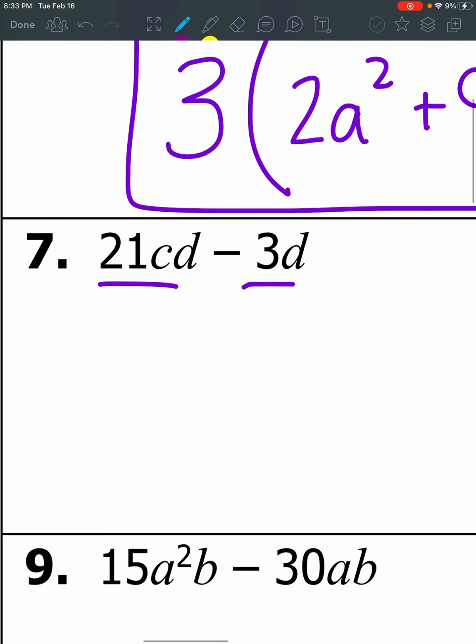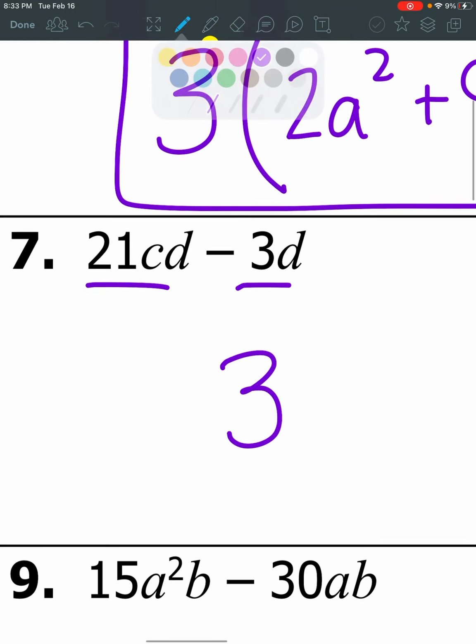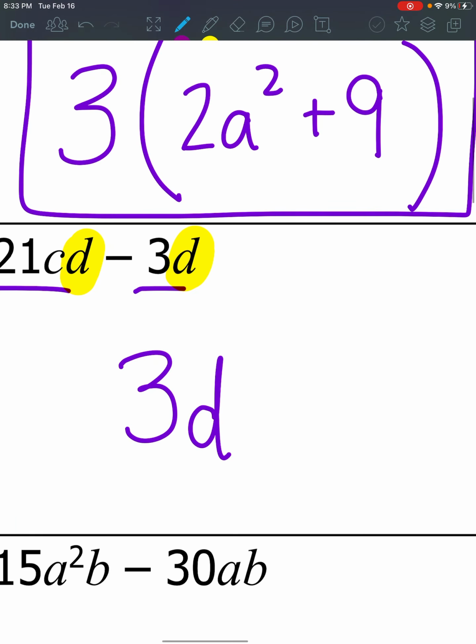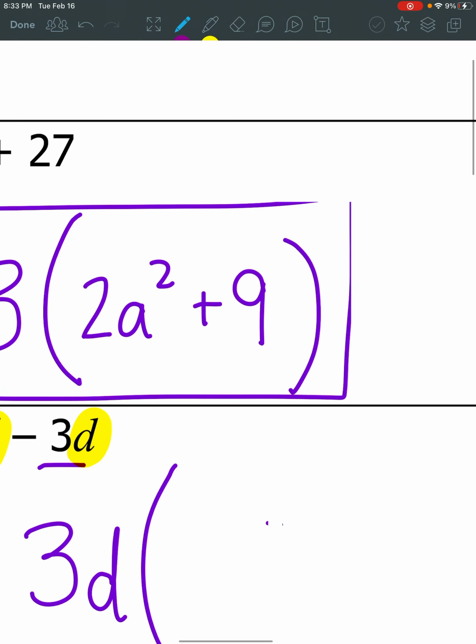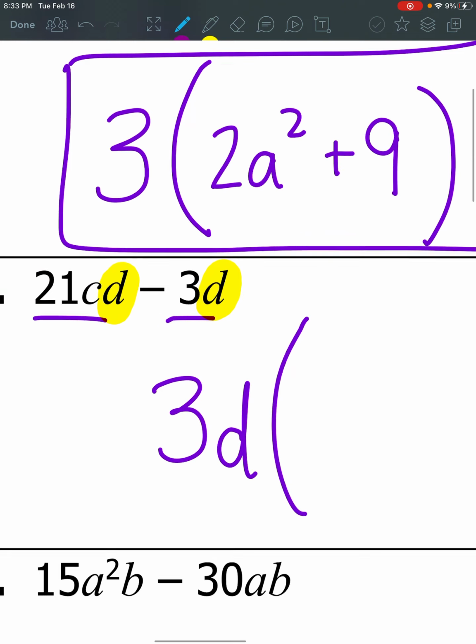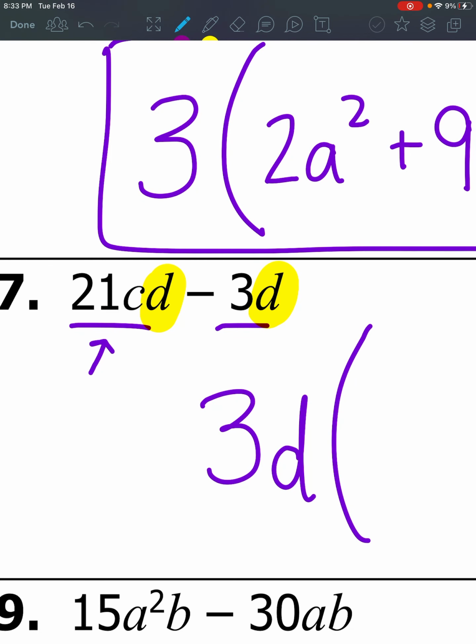So look at the coefficients, 21 and 3. The GCF of that would be 3. Now, they both have the variable d. Now, there's just one d, so we are going to pull out the variable d with our GCF. So 3d, and then we are going to put our parentheses down. Oops, and then same process, we are going to divide both these terms by 3d.